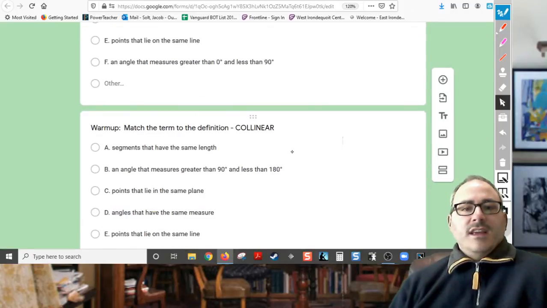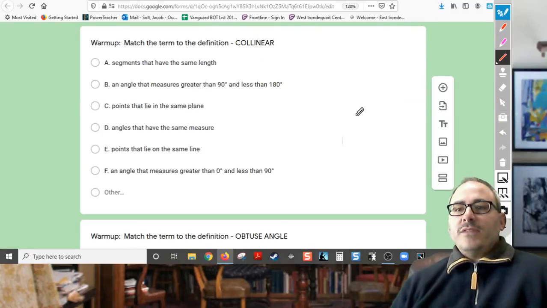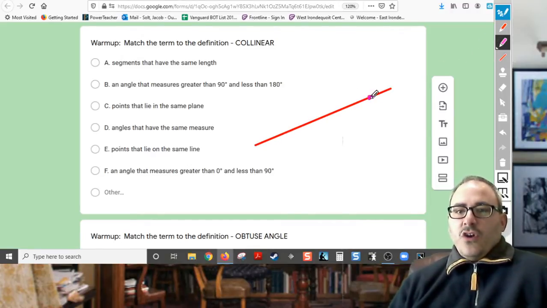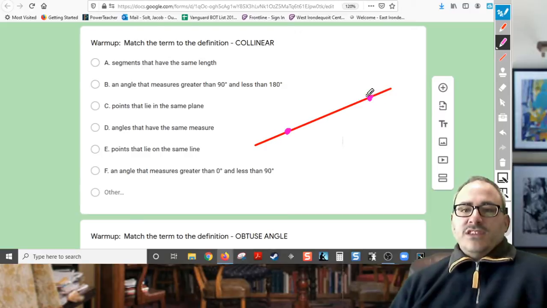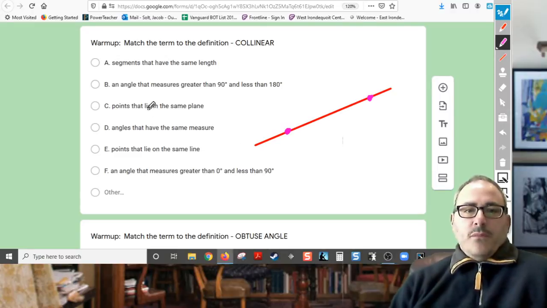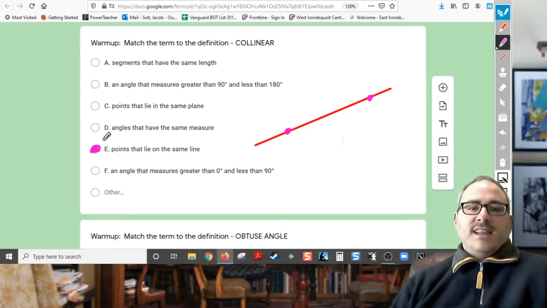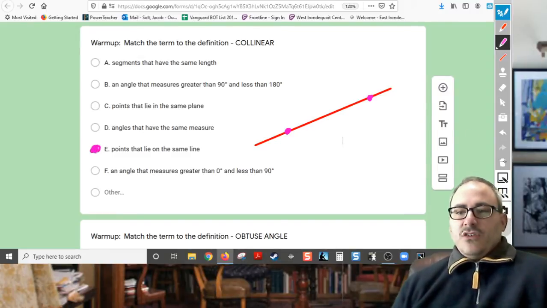Collinear. Remember what collinear means? Well, linear means line, and co means with, just like your co-workers are people you work with. Collinear means with the same line. These 2 points here are 2 points that are on the same line. They are collinear. Points that lie on the same plane, that's coplanar. Nope. Points that lie on the same line, yep, that's collinear.